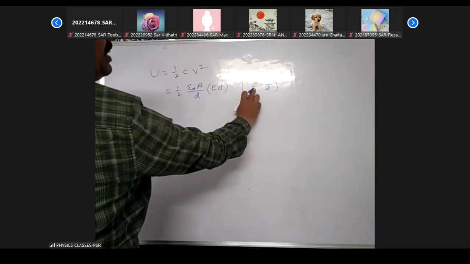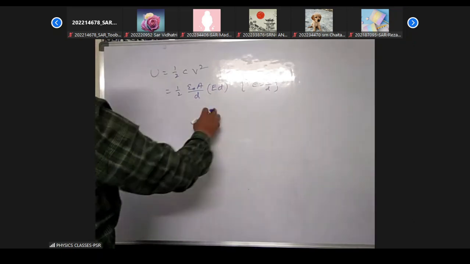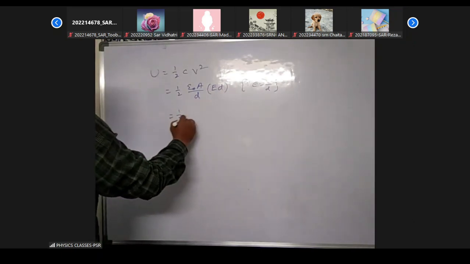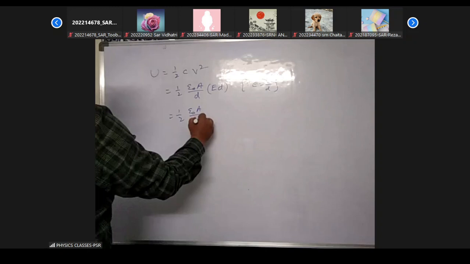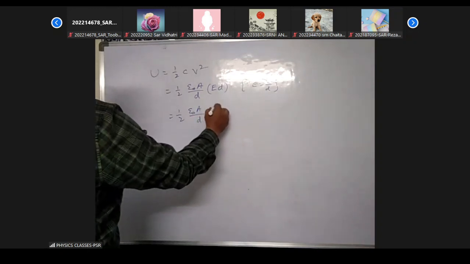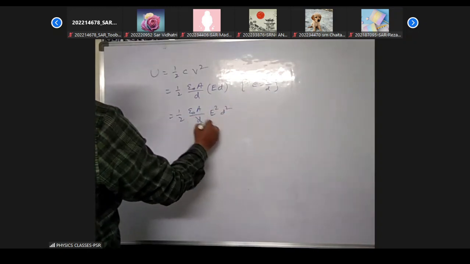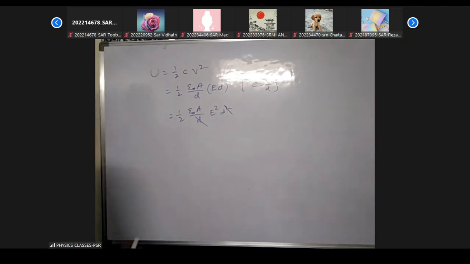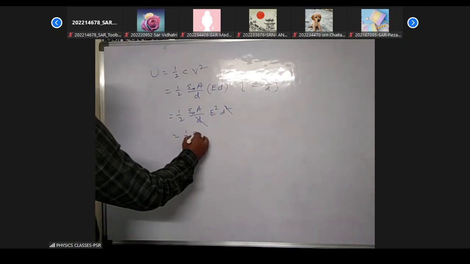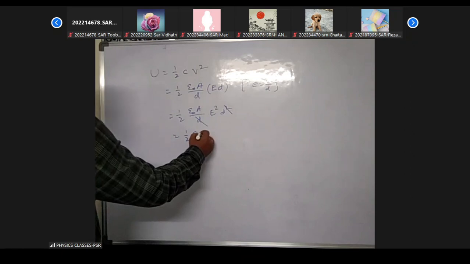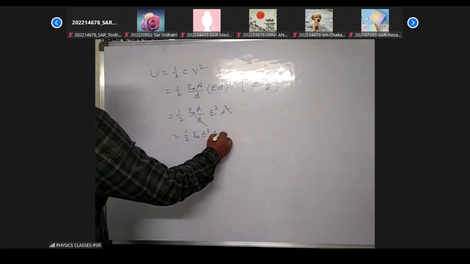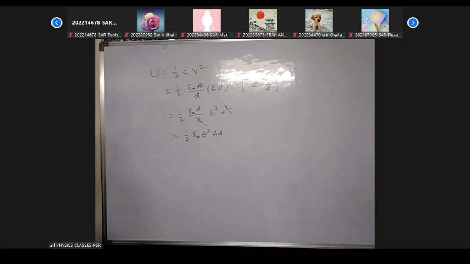This is the relation between electric field and electric potential. So that can be written as half into epsilon naught A by d into E square d square. So here this d gets cancelled. So this is equal to half epsilon naught E square A into d. That is the answer. Already I gave this one in our notes. Half epsilon naught E square Ad.